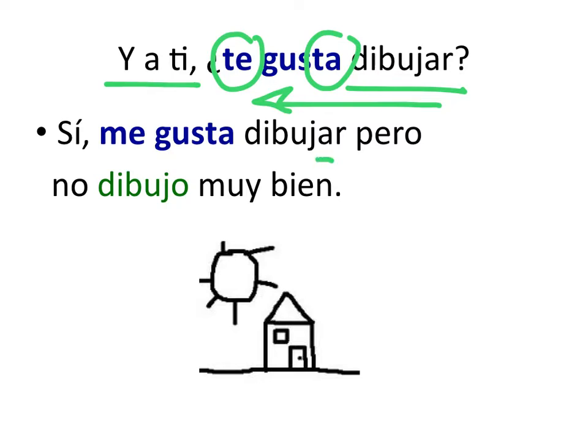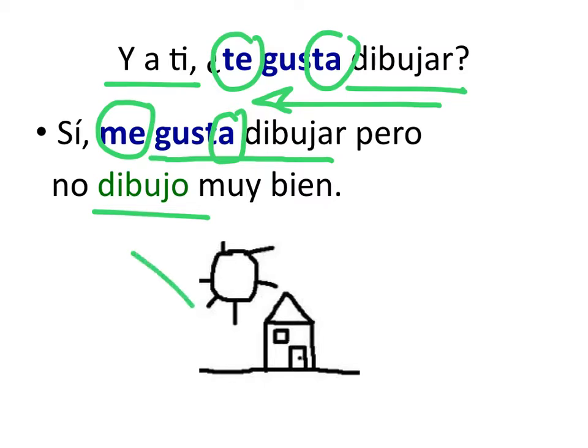Okay, so drawing is pleasing to me. And drawing is a singular idea, so we use the singular form of the verb, and we use me to indicate me. Me is me in Spanish. But then, just to review from Monday, no dibujo. I took the verb dibujar. Now I'm saying no dibujo muy bien to indicate what? I don't what? Draw.